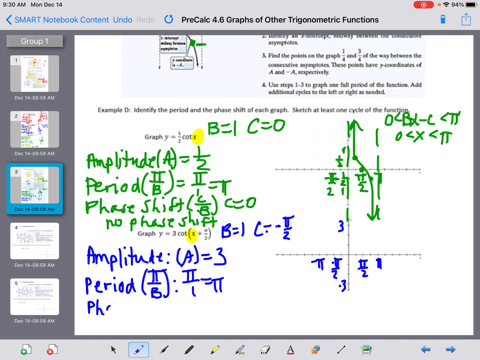Phase shift, I think I have one this time. This is going to be c over b. And my c this time is -pi over 2. My b is 1. Well, that makes it easy. It's just -pi over 2.